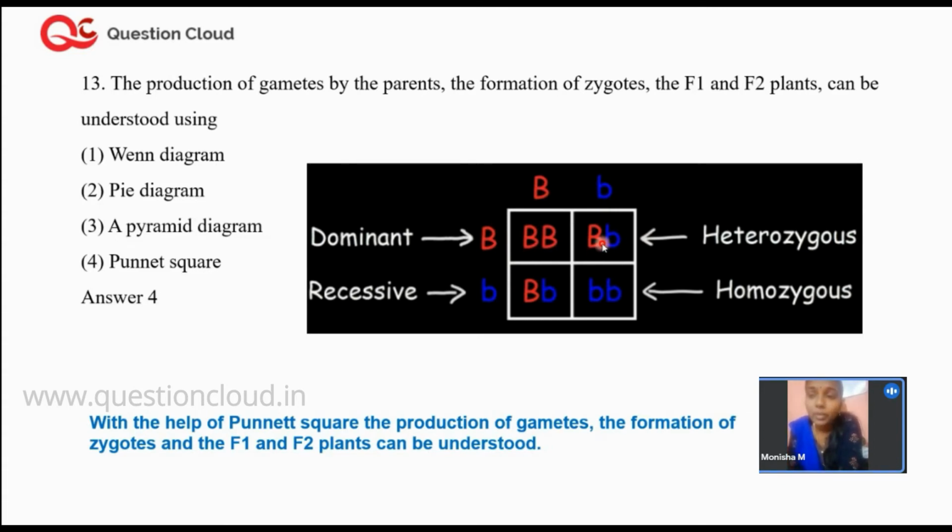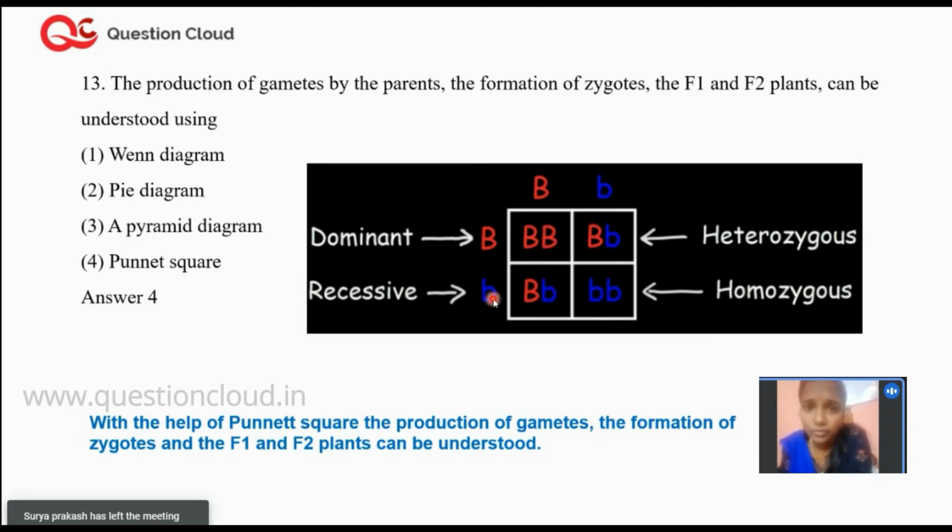Why is it dominant? Because there is one capital B, and if at least one is a capital, the offspring will have the dominant character. So this is a heterozygous dominant condition. This box, if you see, has one capital B and one small b. Again, this is dominant, but it is a heterozygous dominant condition. And the fourth one is small b, small b, both of them recessive characteristics. That is, the small b and the small b can undergo fusion to produce an offspring which will have both of them small b's. So this is homozygous, and it is homozygous recessive.